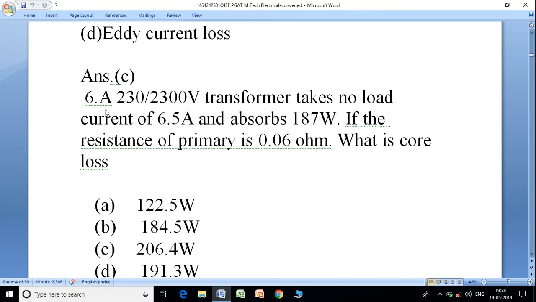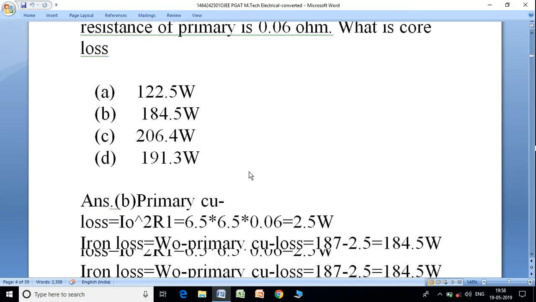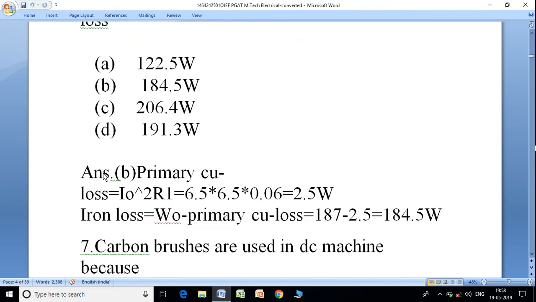So next question. A 230 by 2300 volt transformer takes no load current and absorbs 8 watts. If the resistance of the primary is given, what is the core loss? So let us see the answer.